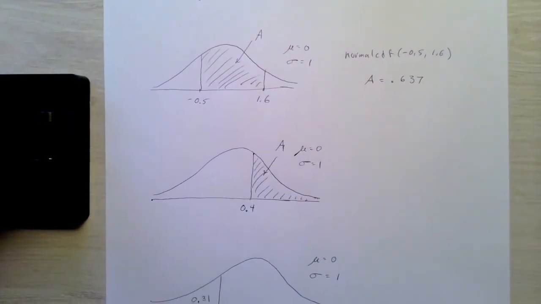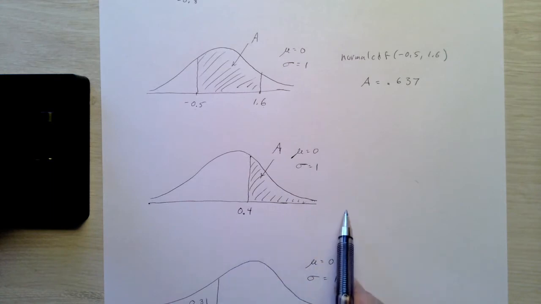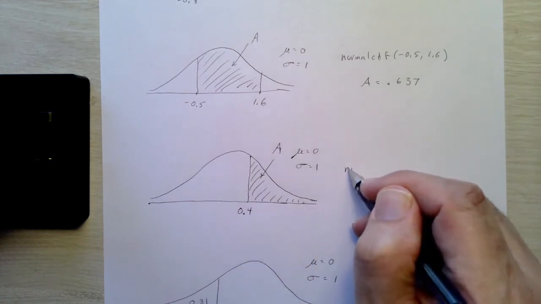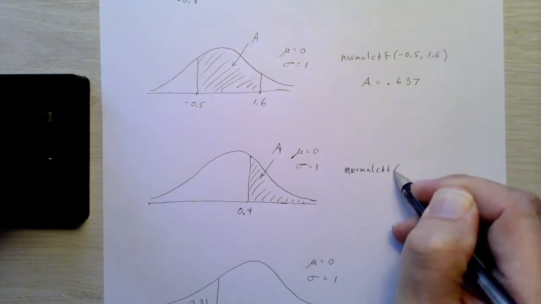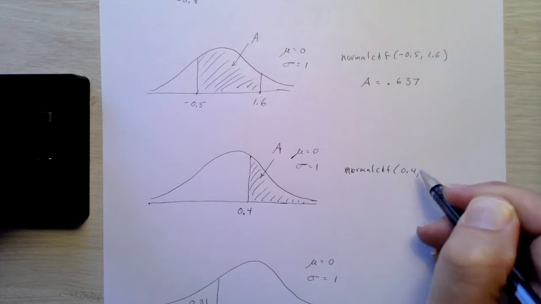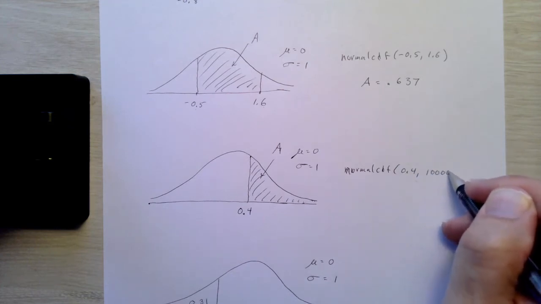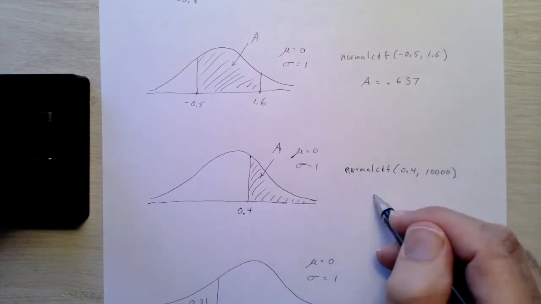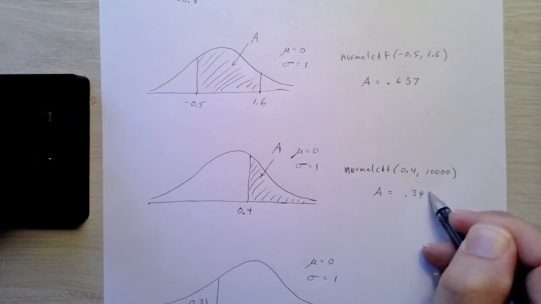The next one, here the left boundary is 0.4, the right boundary is positive infinity. So this would be Normal Cdf of 0.4 and positive infinity if you have it, or you can just write positive 10,000. That's what this area is, and this turns out to be 0.345.